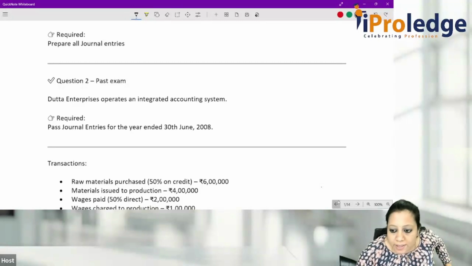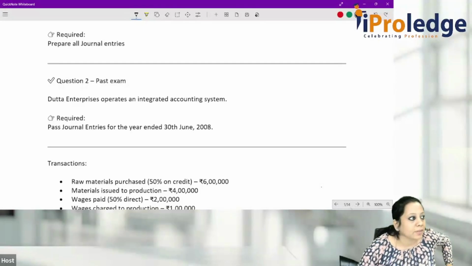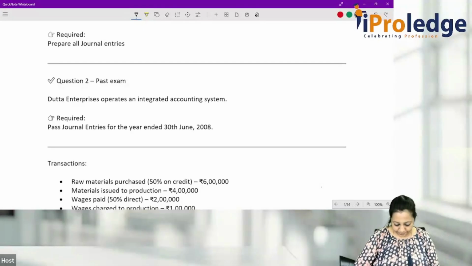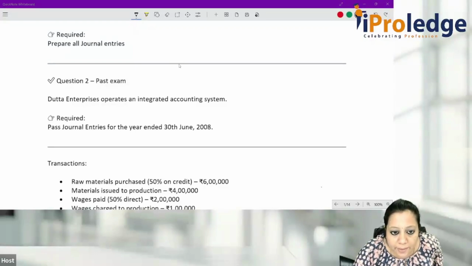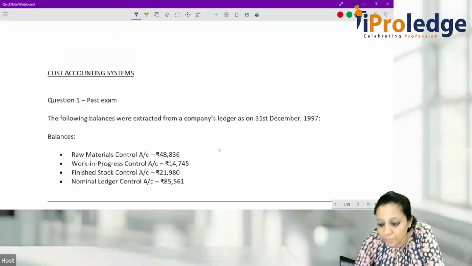Today we will focus only on journal entries. Where did the journal entries go? One minute. Here it is. It's not opening here. I'll open it again. Okay, please wait. I don't know, God knows what is the problem.